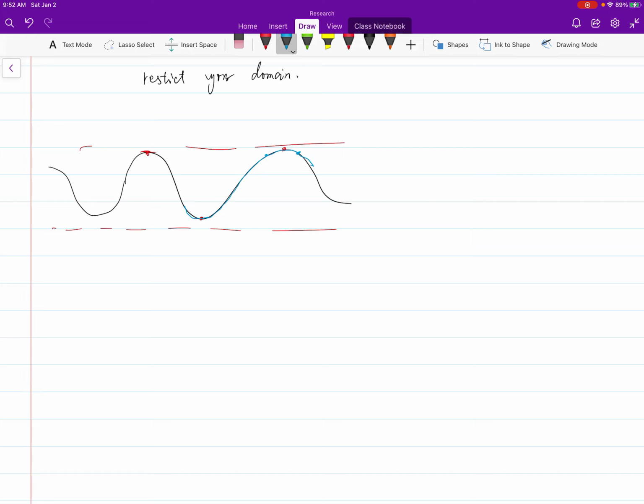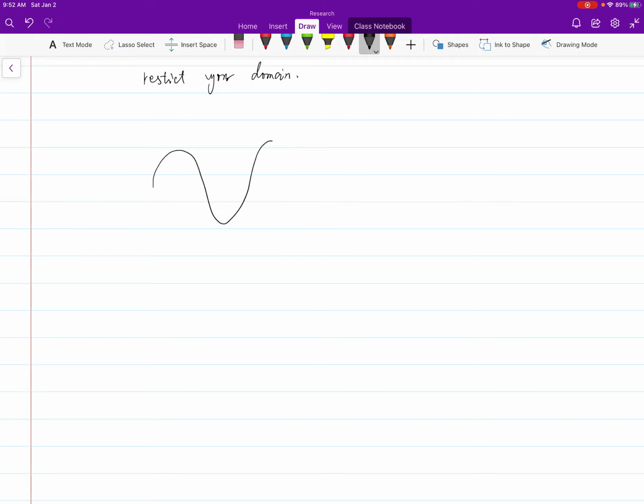For example, if you pick your domain to be like that, which does include all the possible values, but the problem is the value here and here repeats, the value here and here repeats. So for the same y, the same height, you have two same x. With these two things in mind, now you know you have to be really careful. Number one, you have to touch everything from -1 to 1. So you need to include the peak.